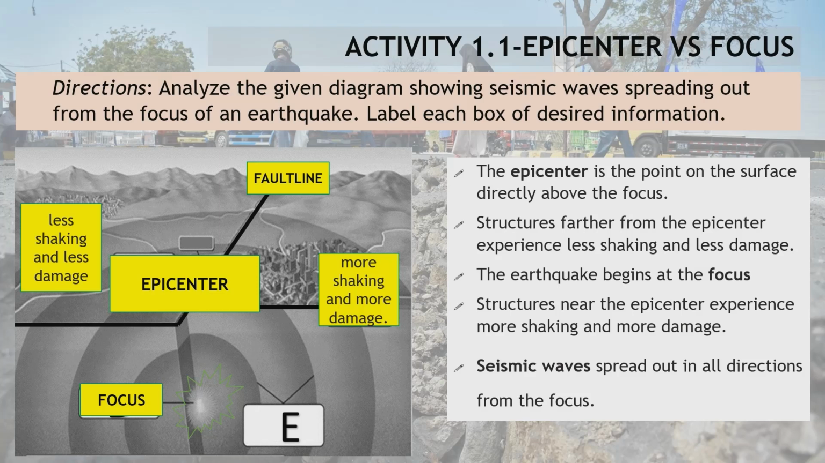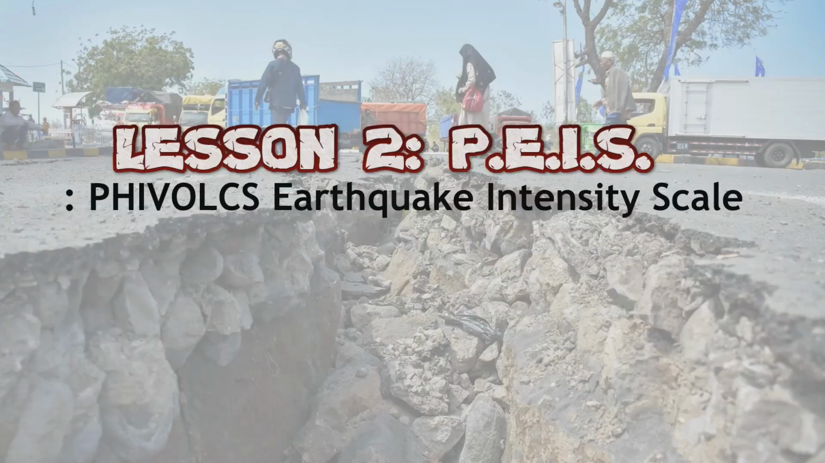So last, the seismic waves spread out in all directions from the focus. You can find it in letter E, meaning to say seismic waves started at the focus and spread out, not just in one direction but in all directions, kung saan man siya abutin. Okay, congratulations, we were able to label each of the desired information on the illustration. Congratulations. Let's proceed to lesson 2, the PEIS.